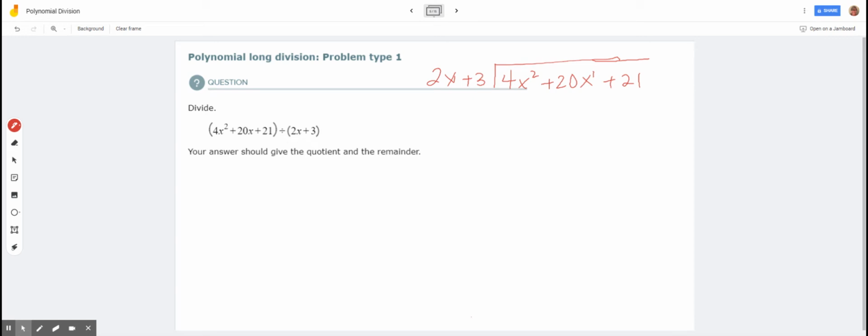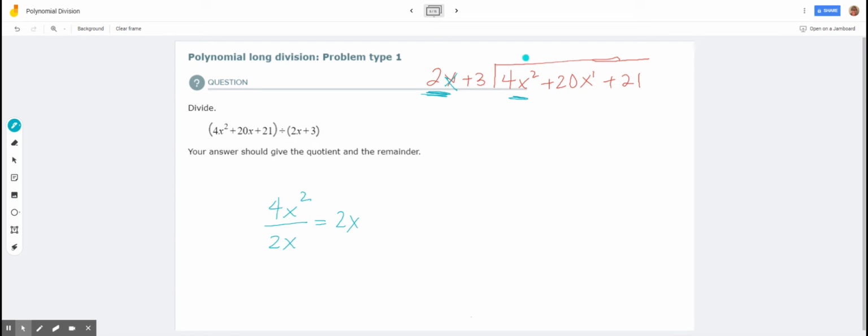Okay, so how do we do this with polynomials? It's a little funky, but it's the same process. You look at the first term of each. That's it. We don't care about the 3. All we care about is the 2x and the 4x squared. And we say, how many times does 2x go into 4x squared? So basically you're thinking of 4x squared divided by 2x. How many times does it go in there? And the answer is 2x.